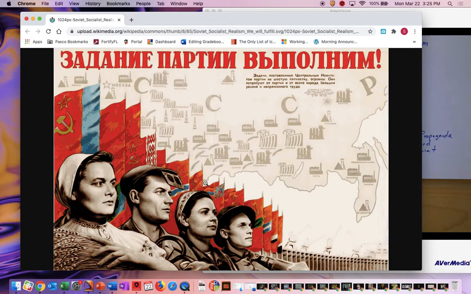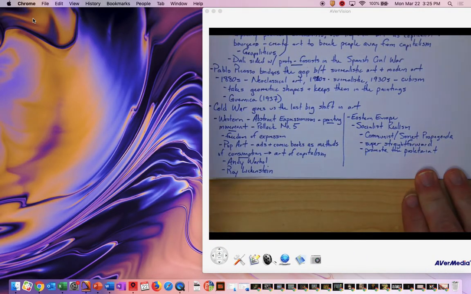Very straightforward, super realistic. It just says, we will meet the party's demands. We will meet the party's goals. That's what it says. So again, what we're seeing here is the Cold War.